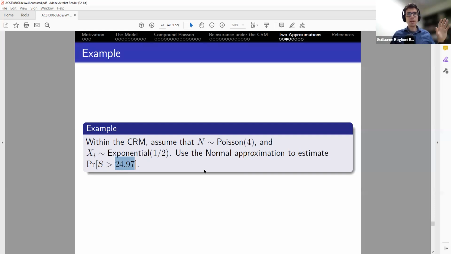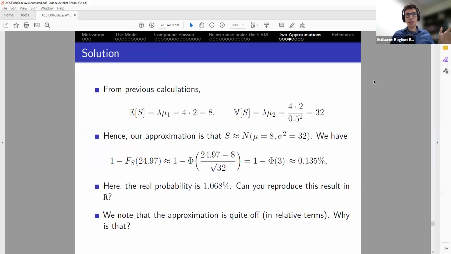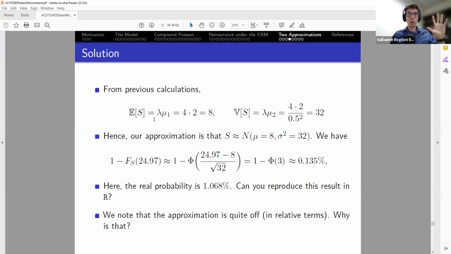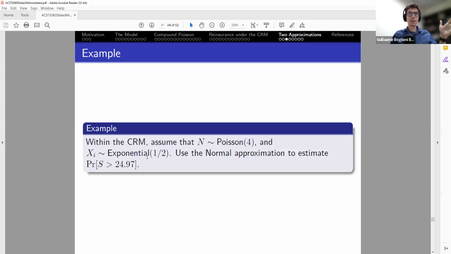So how the method works is simple. We know the expectation of S, because remember here we're under the assumption that we have picked a distribution for N and we have picked a distribution for X. So we do know all the moments of S. We've done some good work previously in the lecture slides to find that it's just lambda times the mean of X. In our case, the mean of X is just 2, because it's an exponential with parameter 1/2.